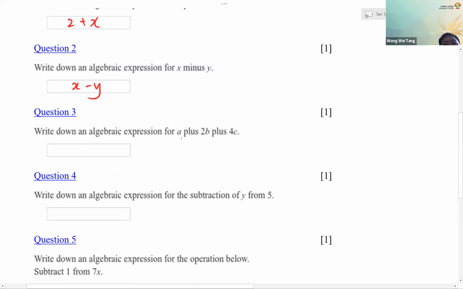Next, a plus 2b plus again for c. That's all.